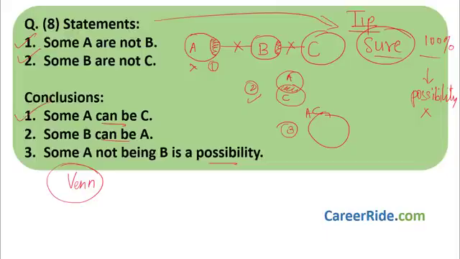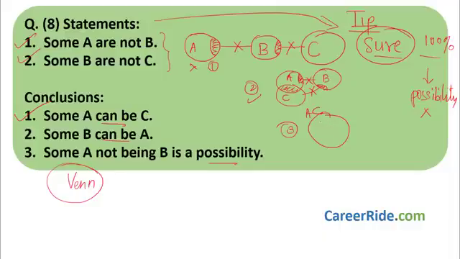But before marking this conclusion as right, we have to see that in all three possibilities, whether both statements get satisfied. Some A are not B. So draw that first. Second is some B are not C. Some part of B is not C. Both sentences are satisfied over here in this also. So this is a correct Venn diagram and we can use it.